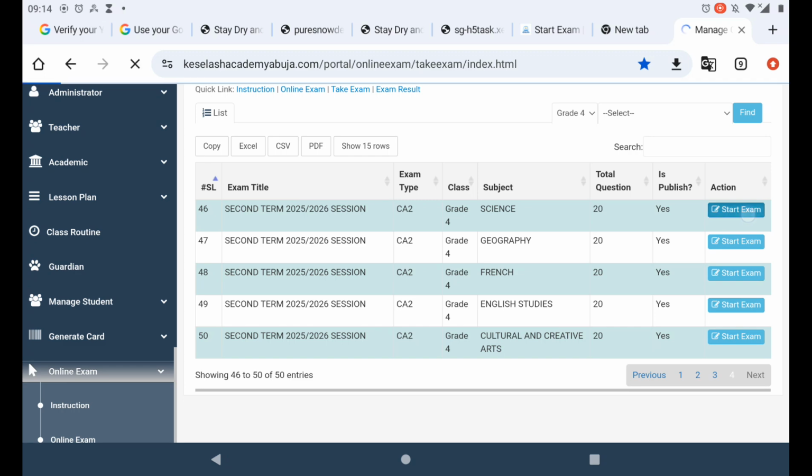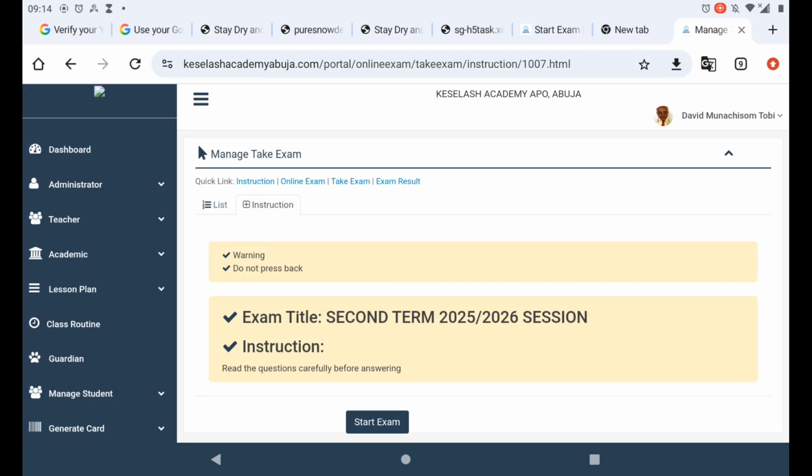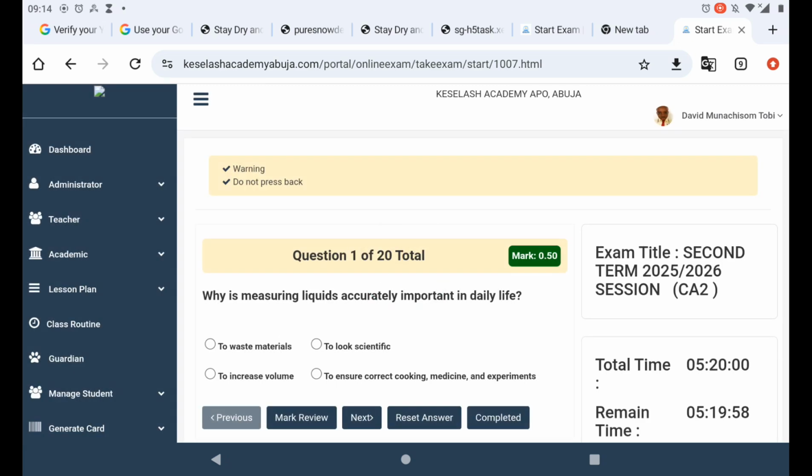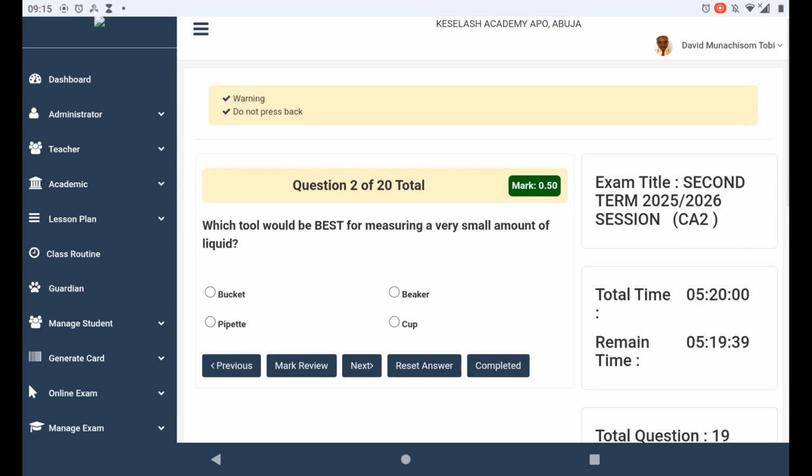So you press start exam. Are you sure you want to start the exam? You see the instruction: read the question carefully before answering. So you press start exam. Now they show you a question like this. Why is liquid important in our daily life? To ensure correct cooking, medical use and experiments. Yes, correct. So you just tap that place and press next.